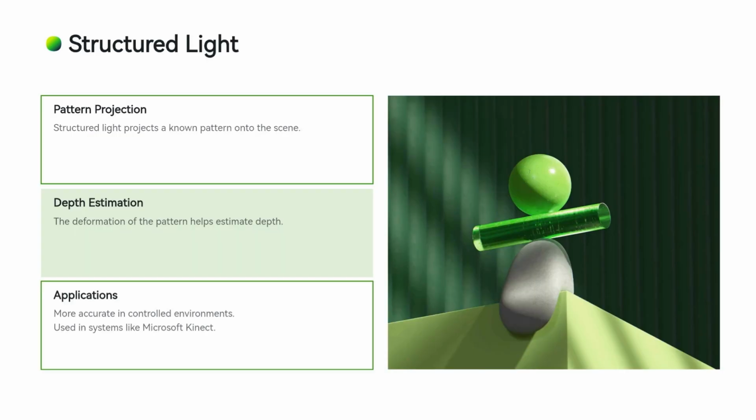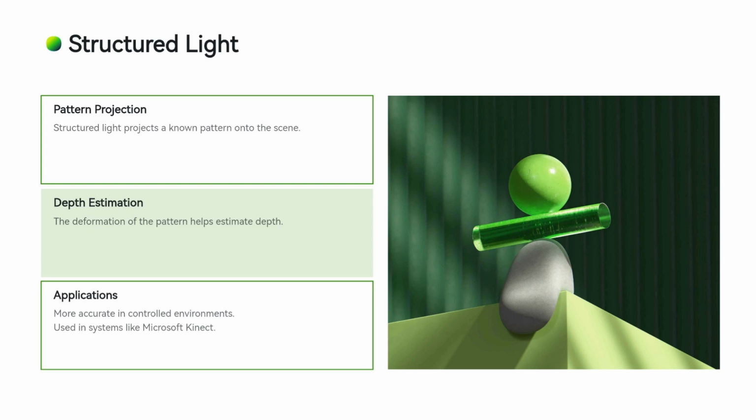In structured light depth estimation, a known pattern, such as stripes or grids, is projected onto the scene, and the deformation of this pattern when viewed by a camera is used to infer depth. The change in the pattern's appearance allows the system to estimate the 3D shape of the objects in the scene.